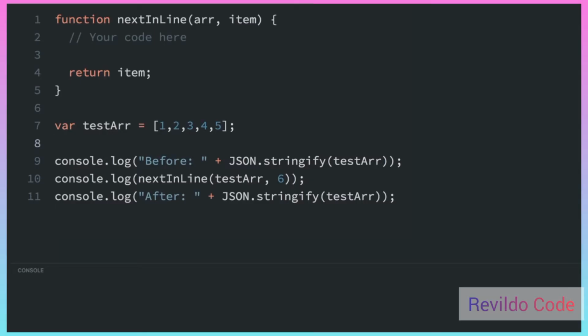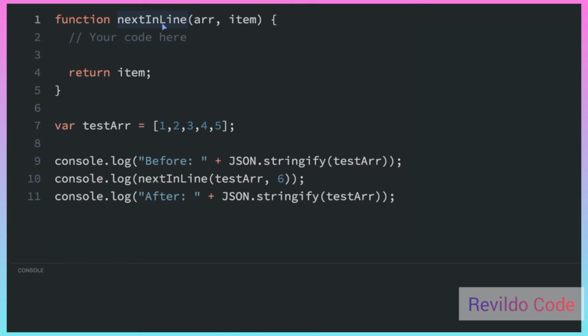In computer science, a queue is an abstract data structure where items are kept in order. New items can be added to the back of the queue, and old items are taken off from the front of the queue. We're going to simulate some of the functionality of a queue using this next in line function.